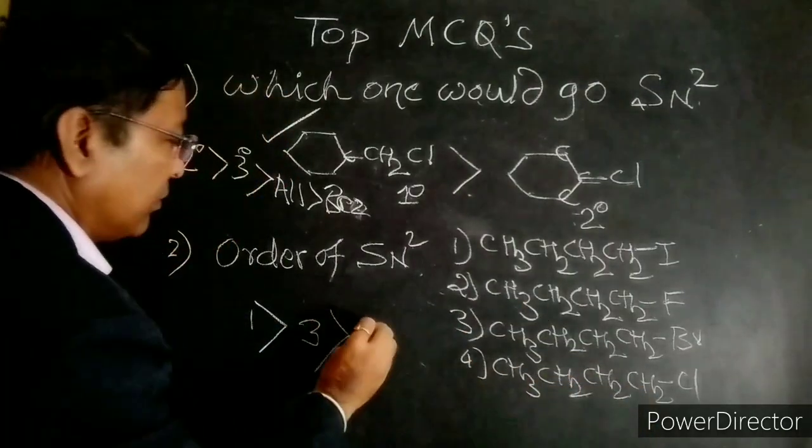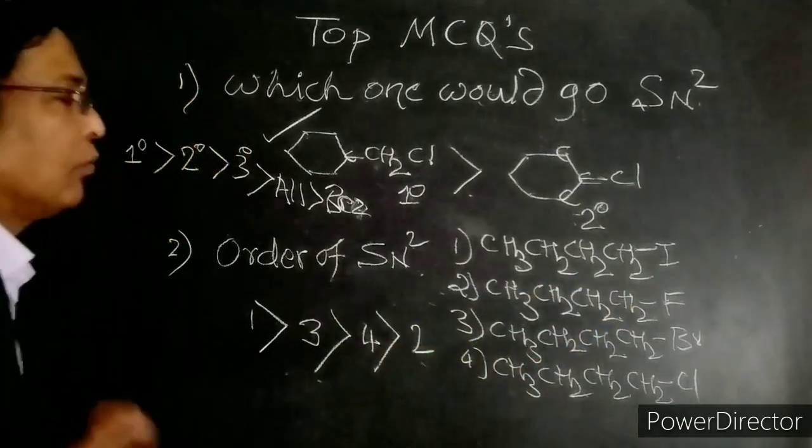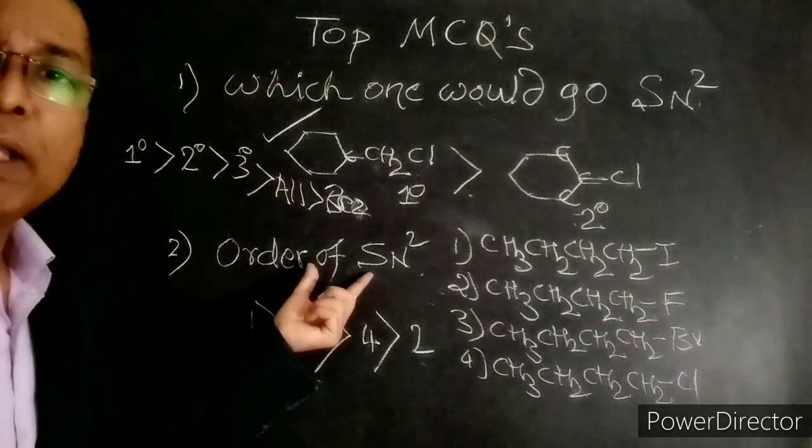Then the next molecule, bromine, that is third. Then chlorine, that is 4. Then fluorine, fluorobutane or butyl fluoride. This is the SN2 reactivity order.